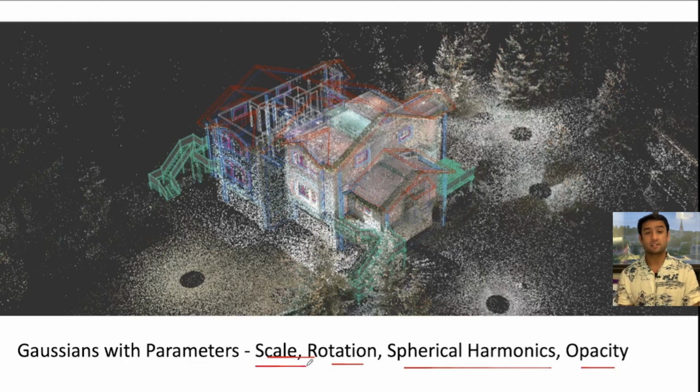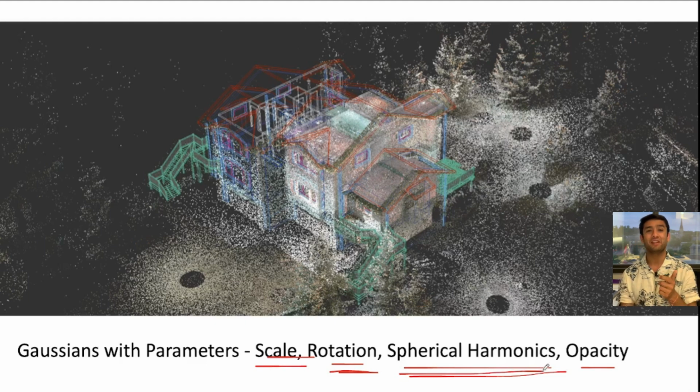Scale is essentially how big the Gaussian ball is, how big that ellipsoid is. Rotation is the rotation of that ellipsoid in the 3D space. So each of the Gaussians will have some rotation associated with them, and that will determine what orientation they have in the 3D space. Spherical harmonics: this is the most important thing that defines the color.